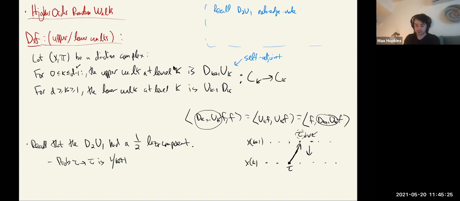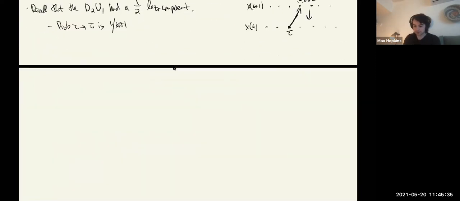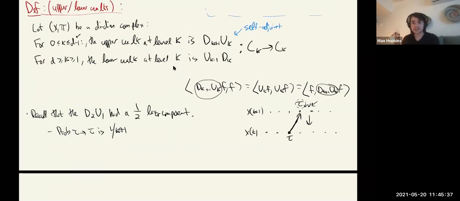So, just to double check, if we plug in 1 here, what do we get? We get a half. So this is indeed correct for level 1 as a sanity check. So I claim there is, in fact, this laziness term, and it generalizes to 1 over k plus 1 when you're at level k of the complex.